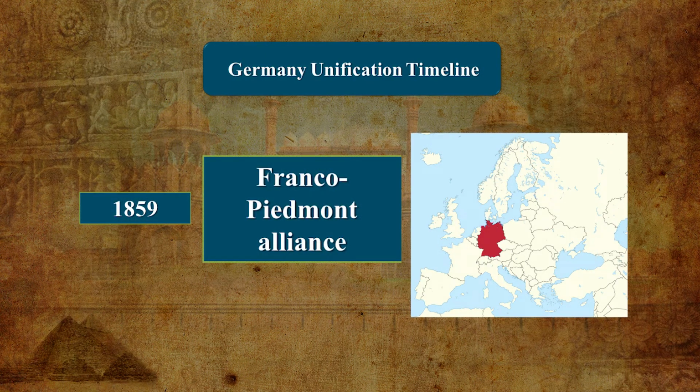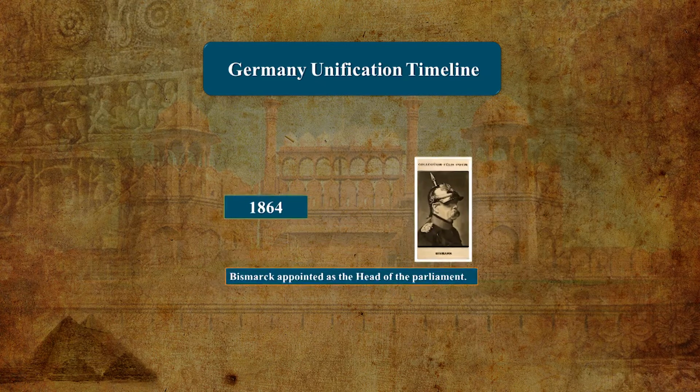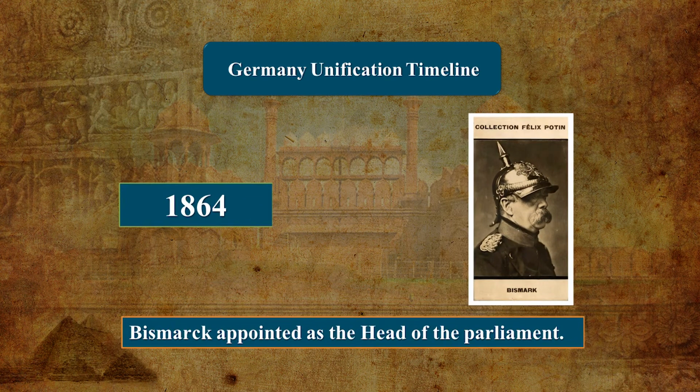So, he joined the other kings to oppose this kind of revolution. And in 1859, we see how the Franco-Prussian alliance takes place. Moving to the next important event, in 1864 comes one of the greatest leaders of Europe, and he was Bismarck. Bismarck was appointed as the head of the parliament. From here onward, Bismarck takes the leadership of Prussia in the unification process.